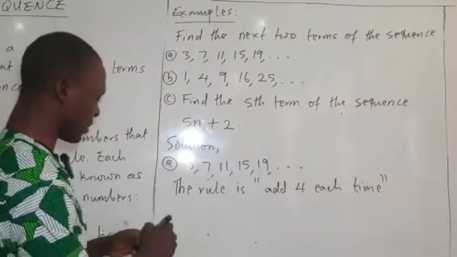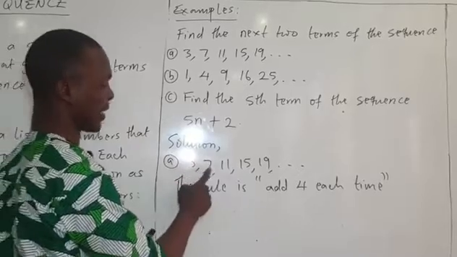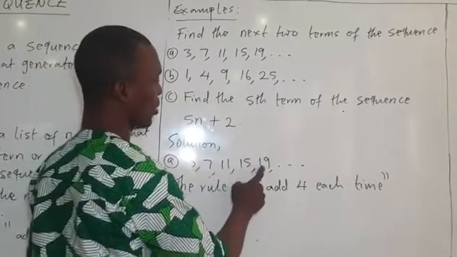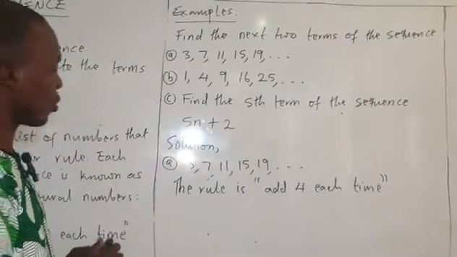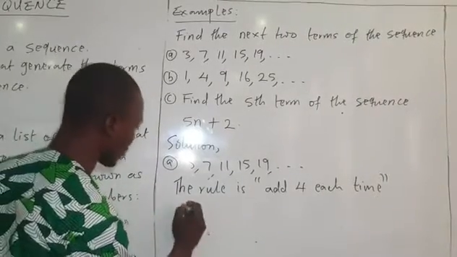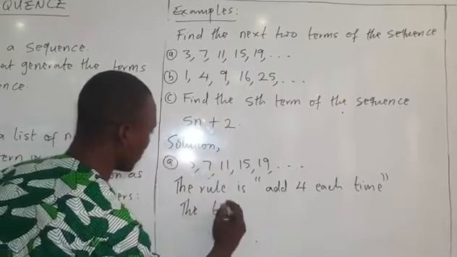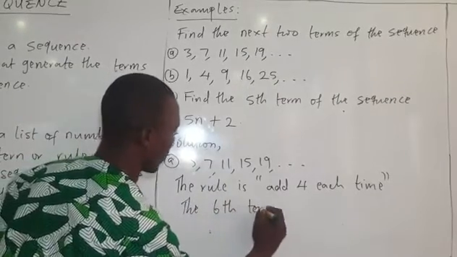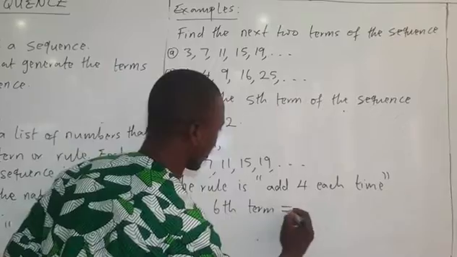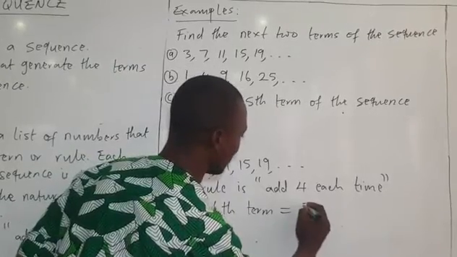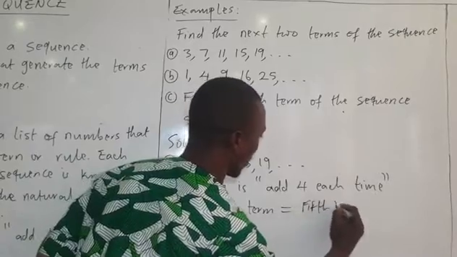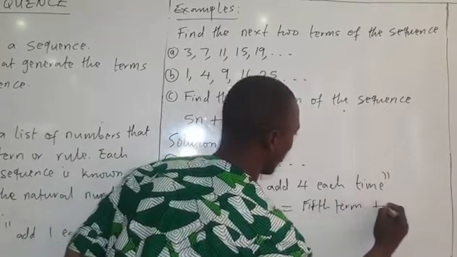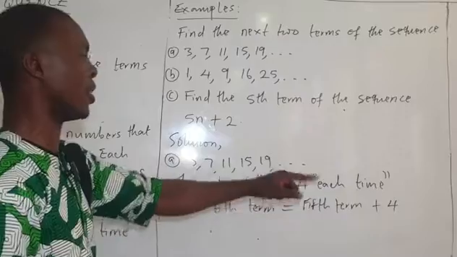If you look at the terms given here, we have the first, second, third, fourth, fifth. That means we are looking for the sixth and seventh terms. To get the sixth term, the sixth term will be the fifth term plus 4, because we are adding 4 each time.